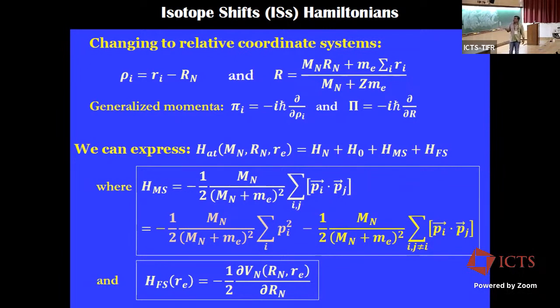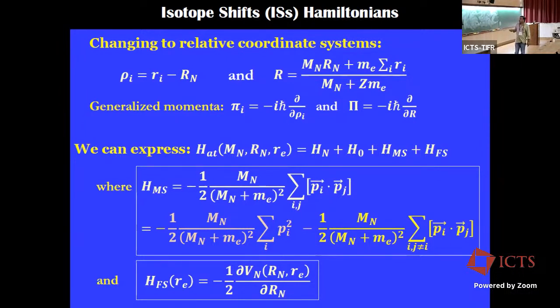The expression for mass shift is given here. This is basically another kind of two-body interaction, the interaction due to momentum with momentum between the electrons. When you make i equal to j, that is known as normal mass shift. And when i is not equal to j, this is called specific mass shift. That is further divided because the first becomes a one-body term, and this remains a two-body term. And this is the field shift contribution, the interaction Hamiltonian.